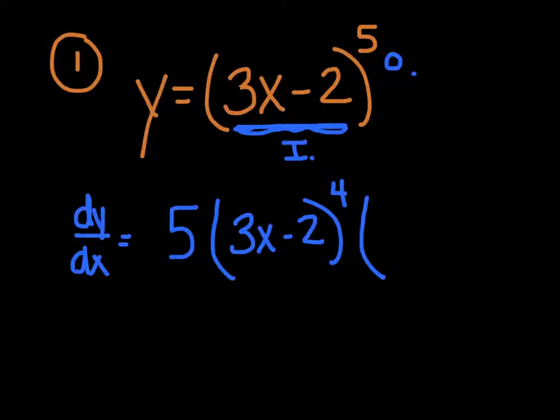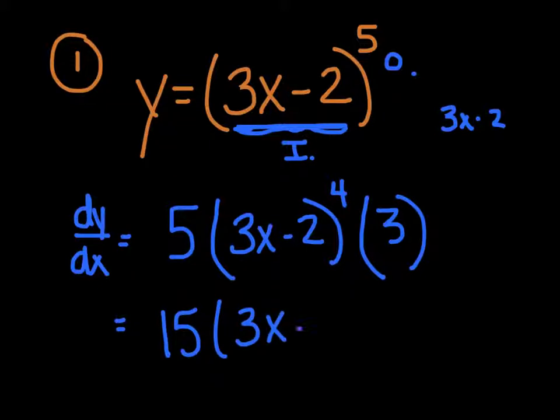Well, the inside was 3x minus 2. You can rewrite it for yourself, and the derivative of 3x minus 2 is 3. So when I clean that puppy up, I get 15 times 3x minus 2 to the 4th. And it's that simple. So let me say it again. Identify the inside and the outside. Take the derivative of the outside, keep the inside, okay, subtract your 1 for the exponent, and then take the derivative of the inside.